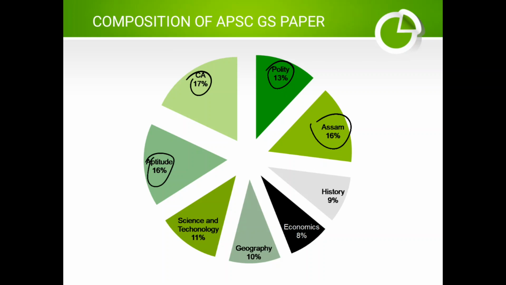Being an engineer, you cannot afford to lose your aptitude 16 marks, because this is mostly reasoning, aptitude, and some English. So being an engineer, I cannot afford to lose these marks. Maybe out of 16 I might get, say, 14. This is something I cannot afford to lose.